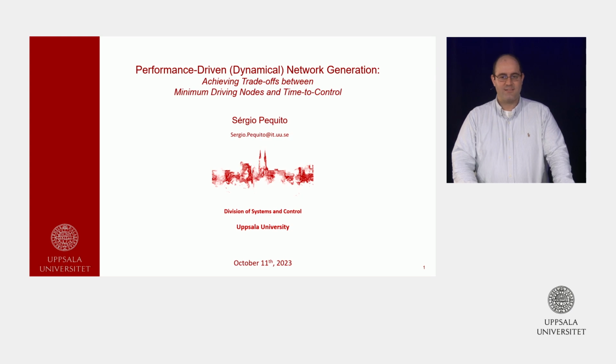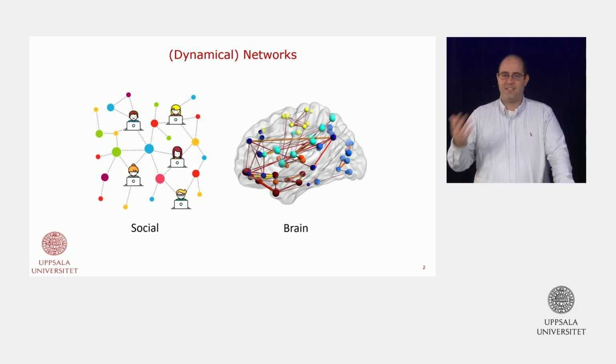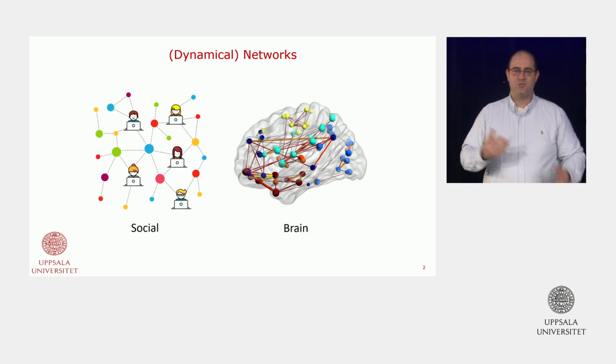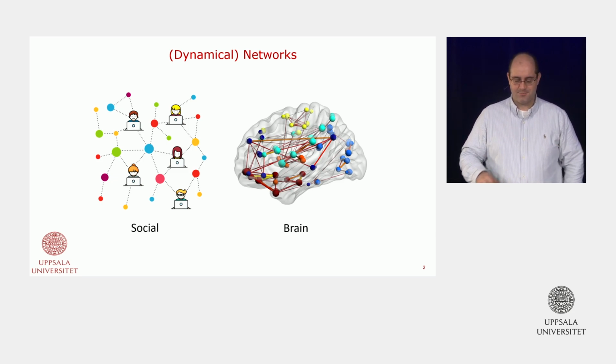But let's go one step back. Dynamical networks are pervasive in the real world in several settings. For instance, in this case, you can see both a social as well as a brain network. And of course, these networks are not static in nature. There's usually information flowing from, for instance, individuals in the case of the social network, as well as different regions in the brain when the brain is performing a specific task.